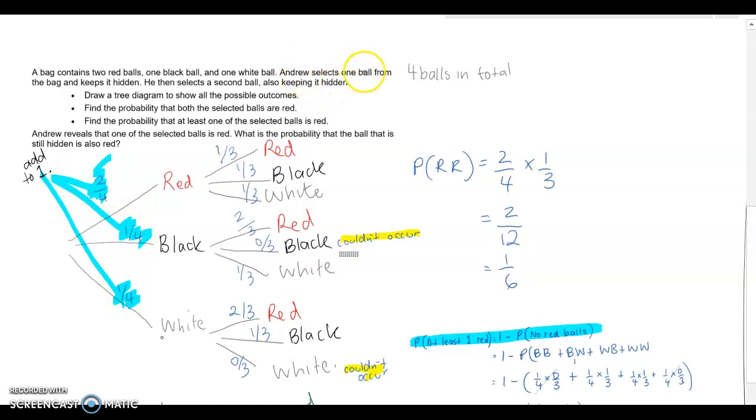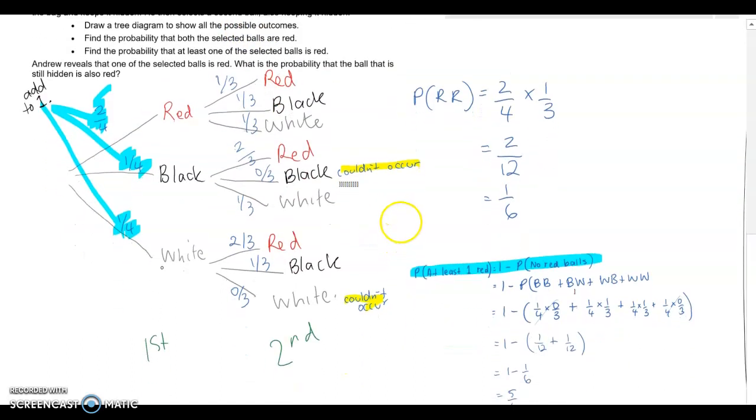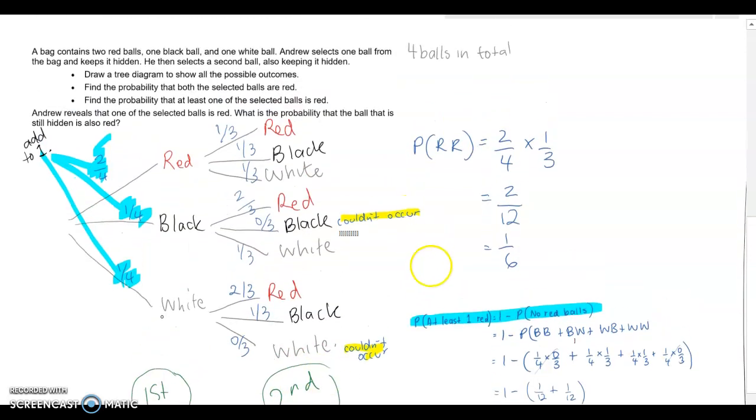Andrew selects 1 ball from the bag and keeps it hidden. He then selects a second ball from the bag, also keeping it hidden. So what's happening is there's 2 selections. There's our first selection down here. He picks that ball and puts it away. He keeps the second ball and then pops that away as well.